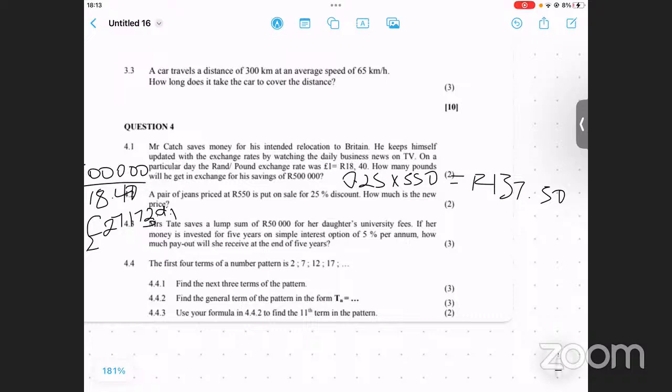So the answer that you got is the discount. It's not the new price. If you want to know the new price, you're going to take the old price minus the discount of 25%. So this is not your final answer, but your final answer is going to be 550 rands minus 137 rands and 50 cents. And I don't know how much it's going to be. How much is it going to be, guys?